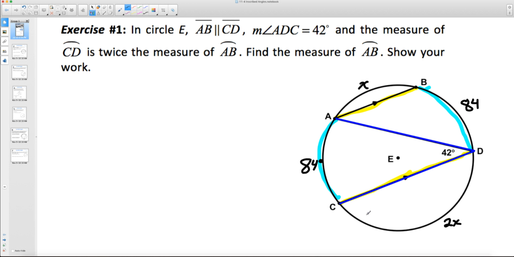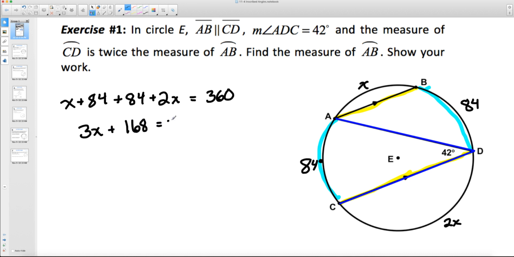So we actually labeled every single arc. Every single arc has something on it. This is x, this is 84, this is 2x, this is 84. A full circle is 360 degrees, so we can come up with an equation. We could say x plus 84 plus 84 plus 2x has to equal 360 degrees. Now we have an equation that we can solve. I can combine like terms: 3x plus 168 equals 360.